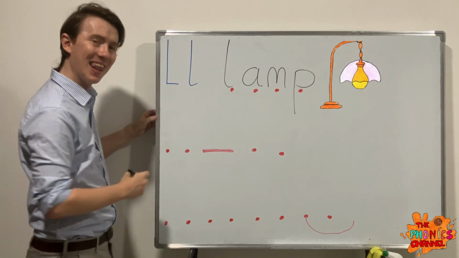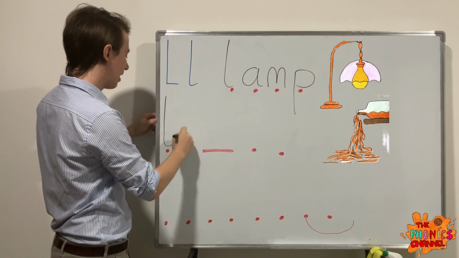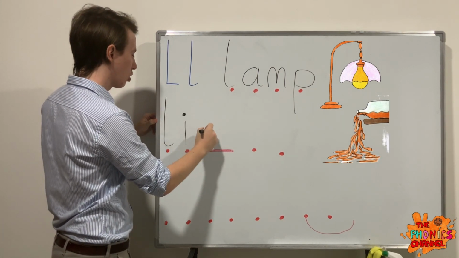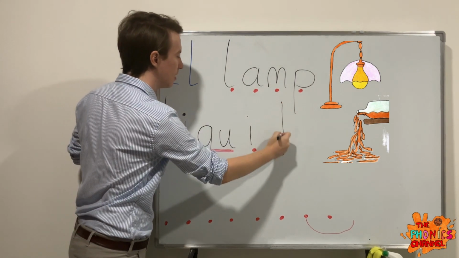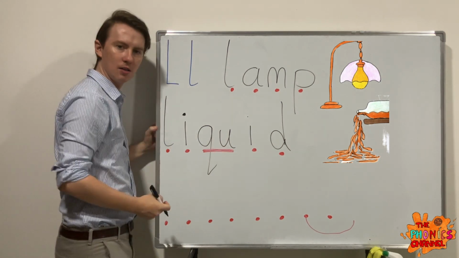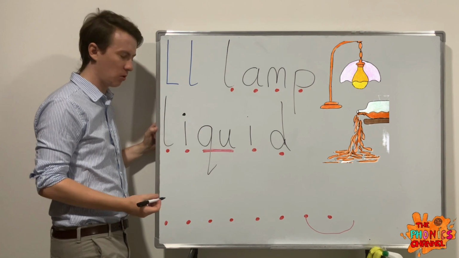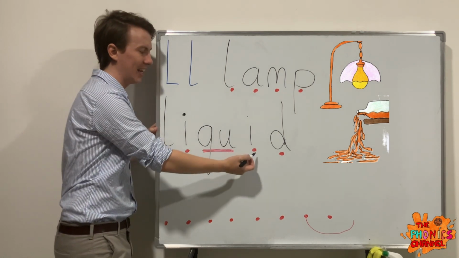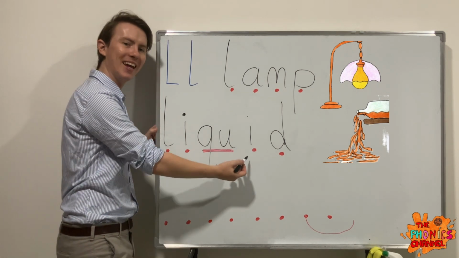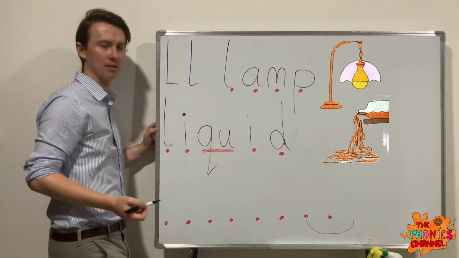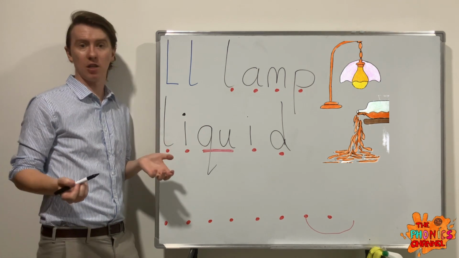It is liquid. L, I, Q, I, D. We've got the Q digraph in the middle here. So it's liquid. L, I, Q, I, D. Liquid. There is liquid in the washing machine.